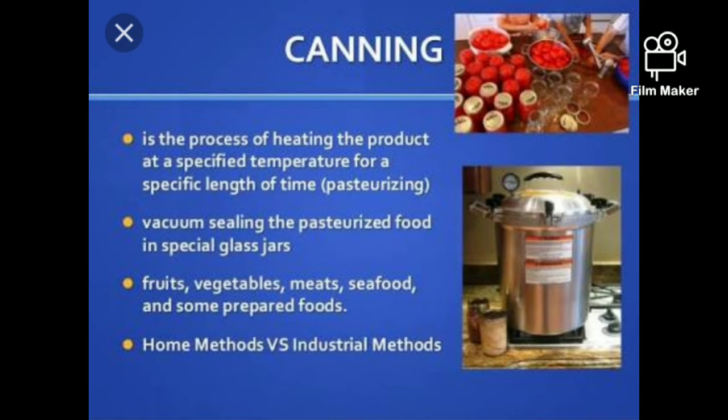Canning. Canning is the process of heating the product at a specific temperature for a specific length of time. Pasteurization. Vacuum sealing the pasteurized food in special glass jars. Used for fruits, vegetables, meats, seafood and some prepared foods. Home methods versus the industrial food.